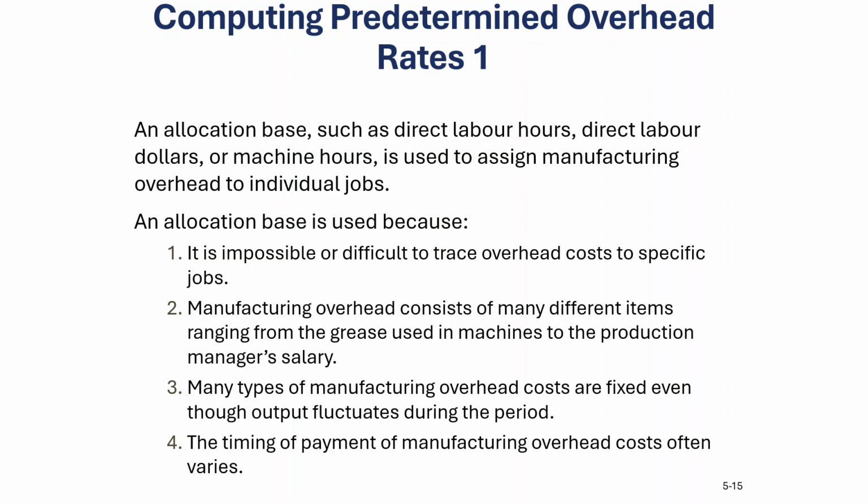So why do we use a base? Because it's impossible or difficult to trace the overhead cost, because sometimes, as I mentioned earlier, you don't know the cost until the end of the year, so it's hard to determine the actual cost. The manufacturing overhead cost consists of many different items, so that means you cannot have the full visibility on the cost. Many types of manufacturing overhead costs are fixed, and the output fluctuates during the period. So there are some costs that may be higher for one month and lower for the other month.